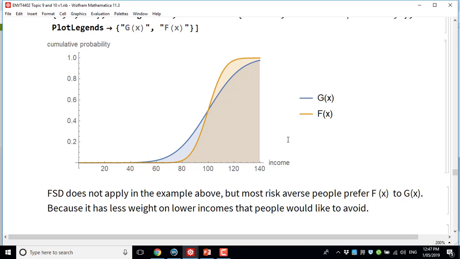So that's why we are saying that whichever distribution has a smaller area under the curve is our most preferred option.